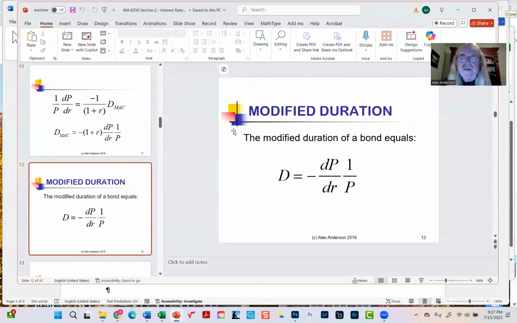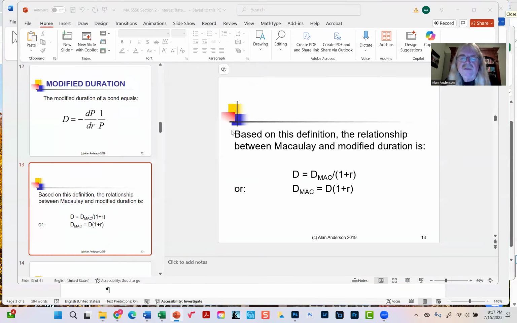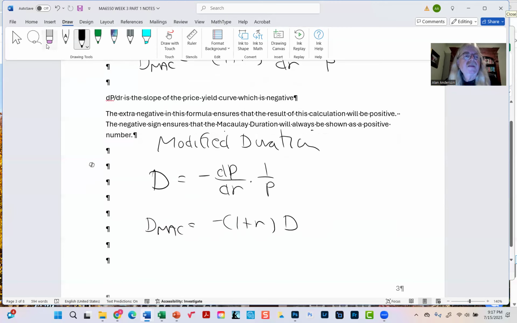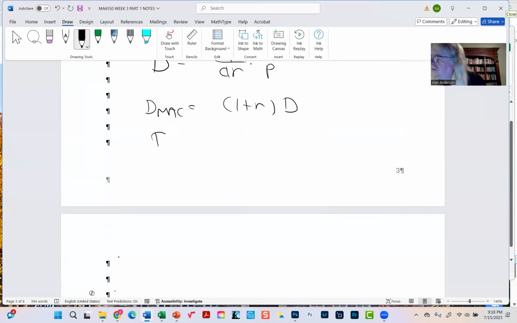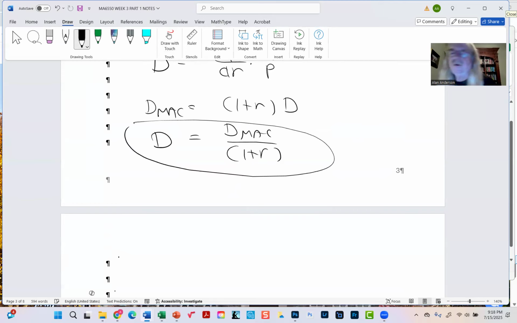Well, actually, we don't need that negative here, do we? Because, yeah, that's right, they cancel each other out. So ultimately, the bottom line is here. The modified duration D is Dmac over 1 plus R. It couldn't be a whole lot simpler. And yet, in spite of that small change, the interpretation is so much cleaner. It's so much easier to understand what this is.